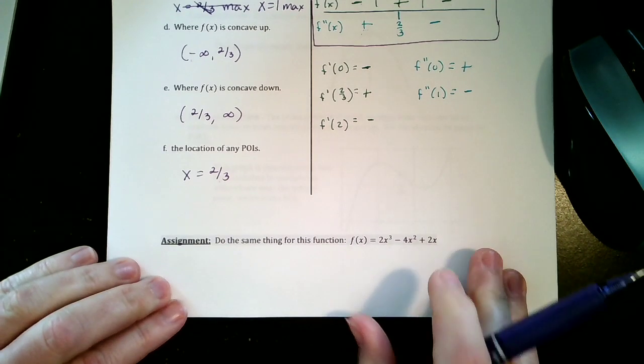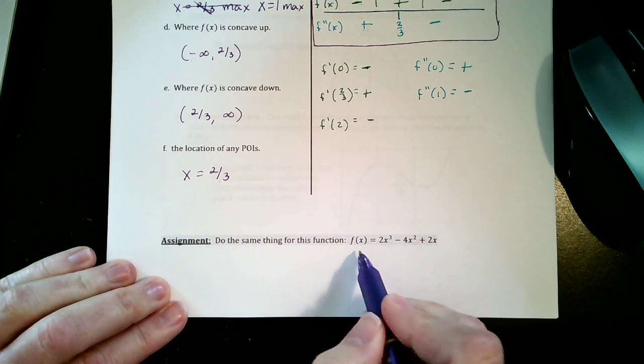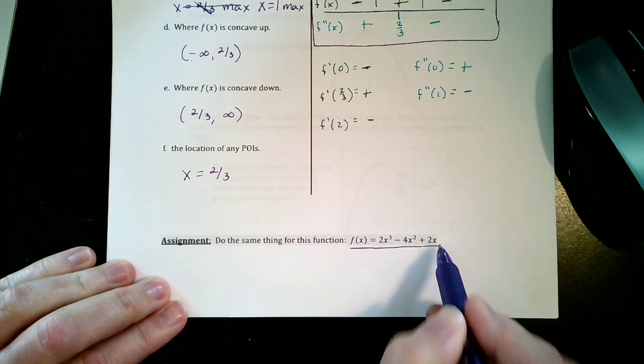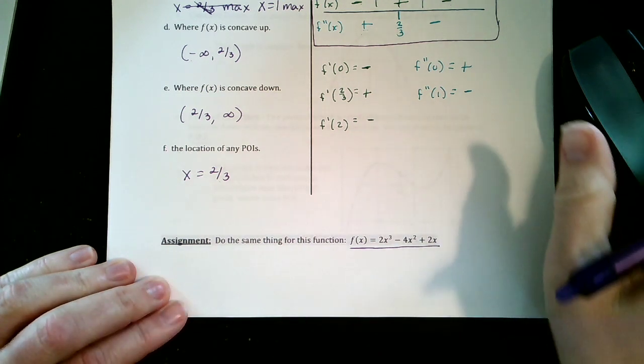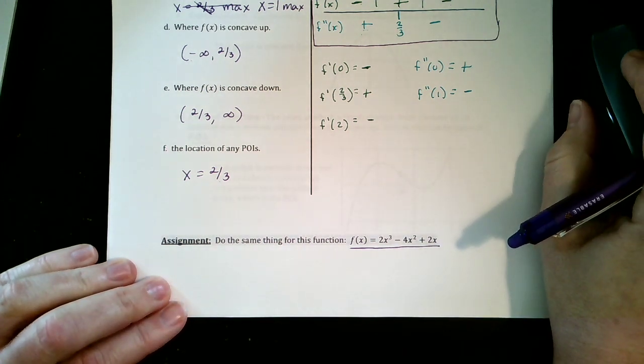Okay, so your assignment is to do the exact same thing for this one problem. F of x equals 2x to the third minus 4x squared plus 2x. Email me if you have any questions.